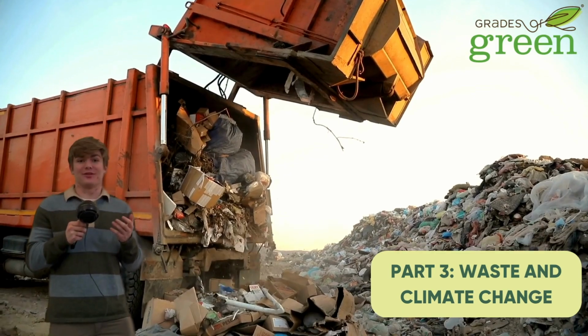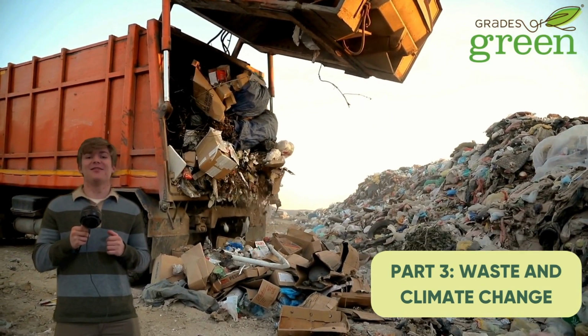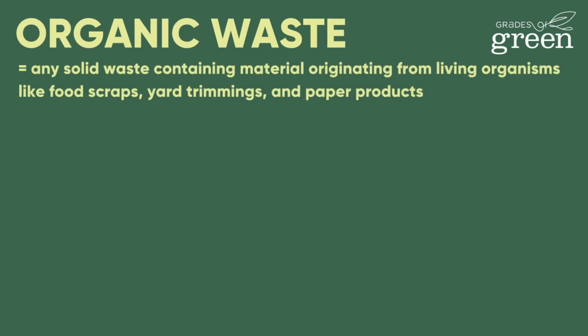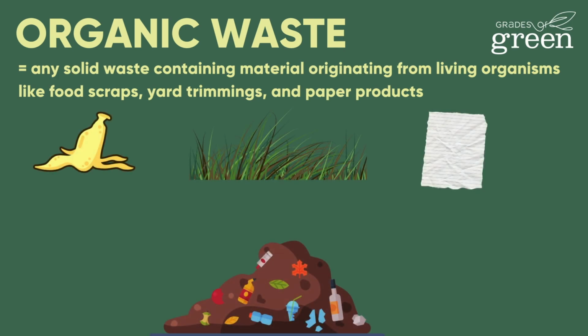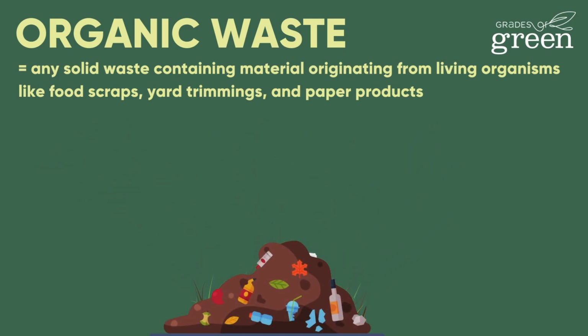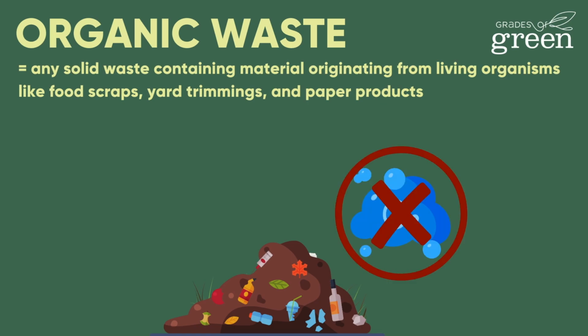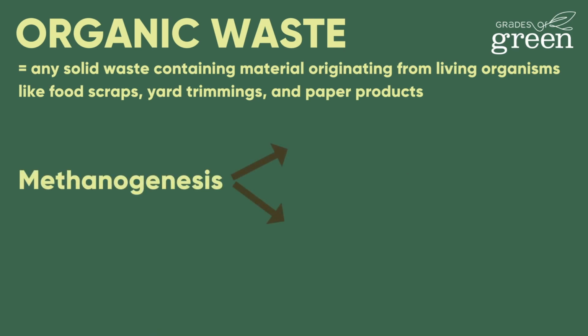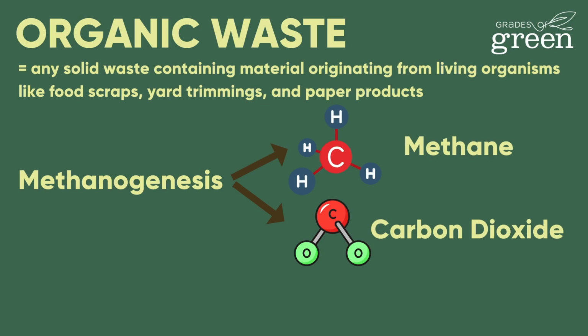Now that we know the sources of waste and where waste comes from, let's dive into waste's connection to climate change. One of the most influential ways that waste impacts our climate has to do with how we manage organic waste. Organic waste is any solid waste containing materials originating from living organisms like food scraps, yard trimmings, and paper products. When organic waste is disposed of in environments with little to no oxygen, such as a dump or a landfill, bacteria break it down through a process called methanogenesis. The byproducts of this process are methane and carbon dioxide, two climate superpollutants.